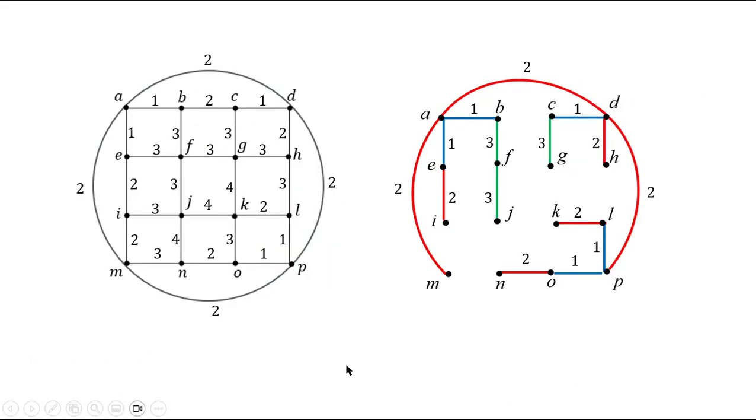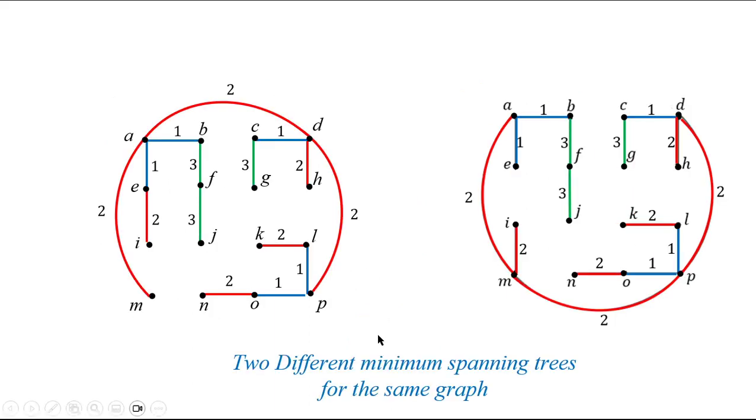Here's the minimum spanning tree. It looks different than the one we had before. And again, you may have more than one possible answer. These are 2 different minimum spanning trees of the same graph. There are more than these 2.